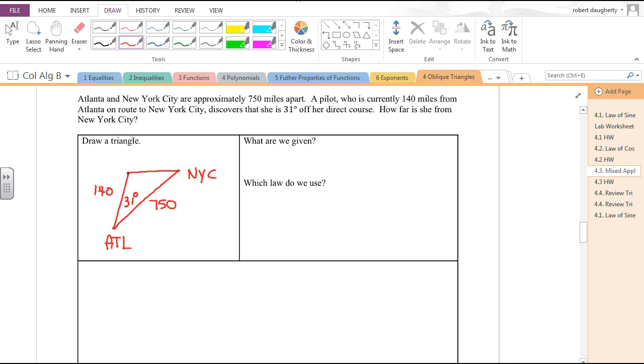So if I go that far and I'm 31 degrees off, then I've got to make a right turn to get to New York City. This is what we're after. How far am I from New York City after I drove that? Now, look at this triangle.